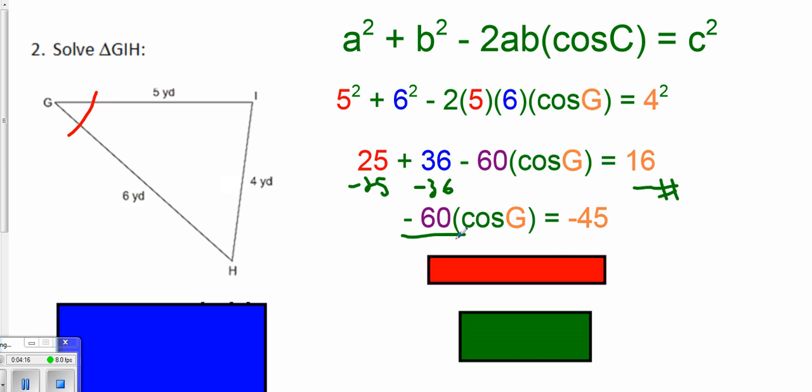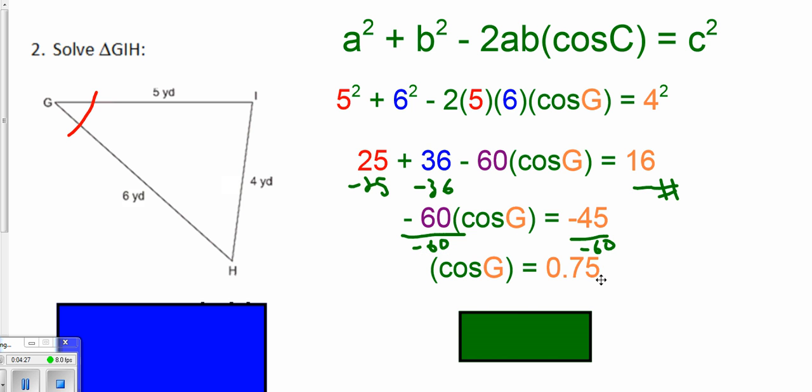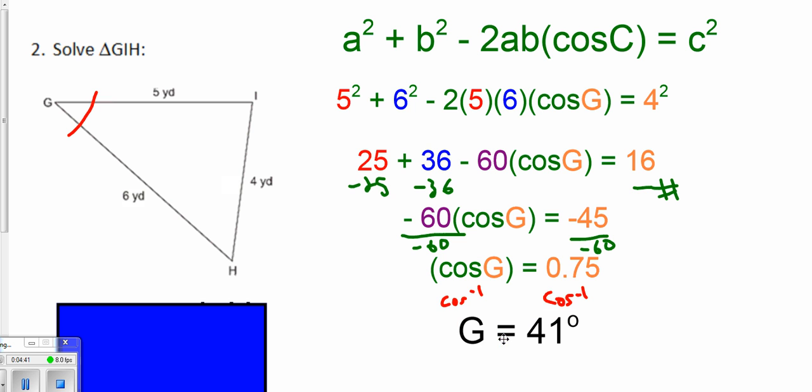Getting rid of that on both sides, we divide by negative 60. There we go. Which means the cosine of G is going to be 0.75. To get G all alone, then we do the cosine inverse on both sides. So cosine inverse of 0.75, which means G is going to come up to about 41 degrees. We'll round it to the nearest degree and leave it as 41.